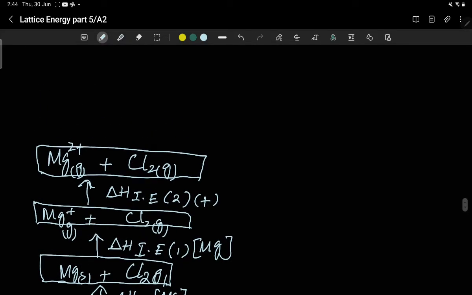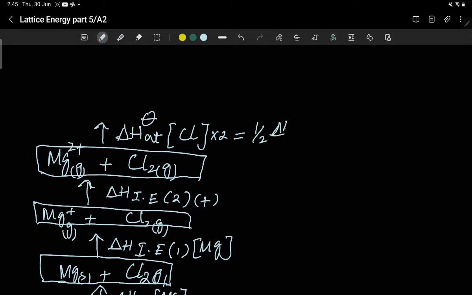Now delta H atomization of chlorine, into 2 atoms, and you know that it is always equal to half of its bond energy.